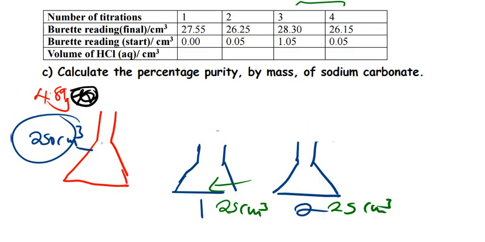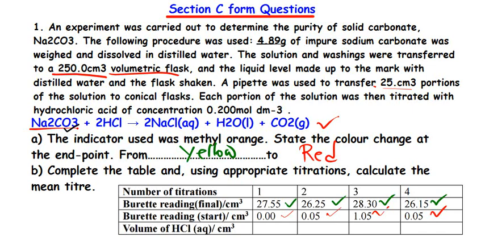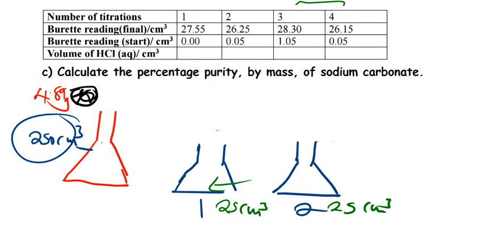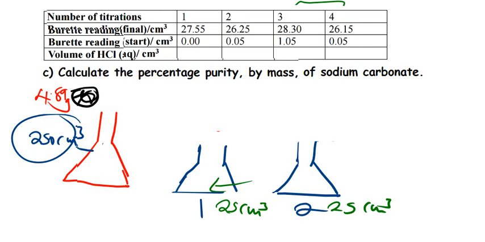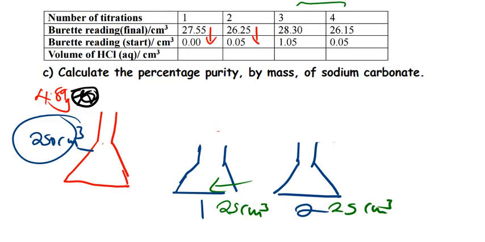Now we can move to the other part of the question, which says we need to complete the table and determine the mean titer. I've done a lot of talking, but I want to give you quality explanation so that when you face an exam, you know what we're dealing with. For the volume of hydrochloric acid required, you just look at the start and final readings of the burette and subtract: final minus the initial.